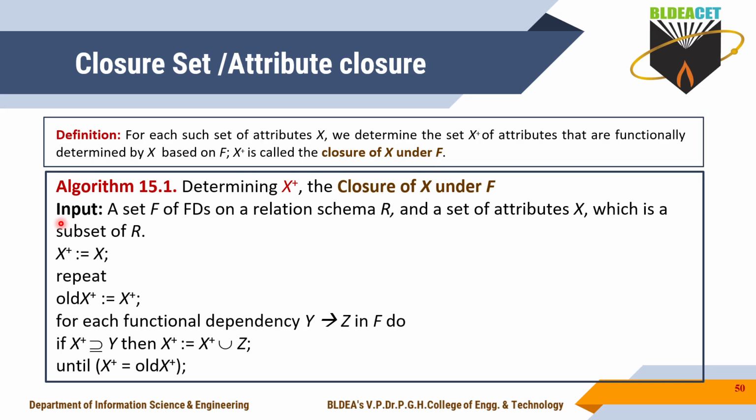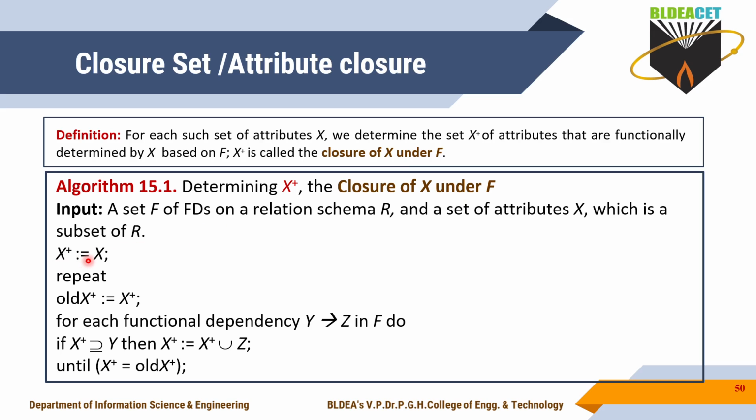So for the algorithm, the input required is a set F of functional dependencies on relation schema R. For the given relation schema, what functional dependencies are available? That functional dependency set we call F here. And a set of attributes of the relation schema, which is a subset of R, which you are considering as the subset of attributes X here. So now X plus, I need to find the closure of X under F here.